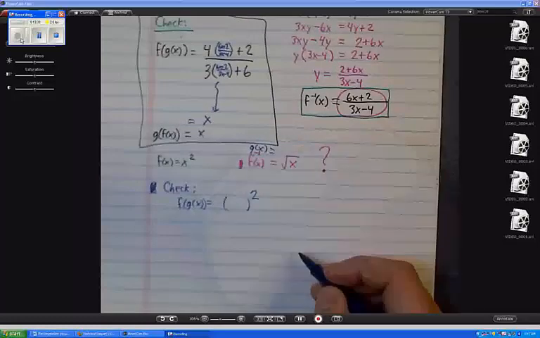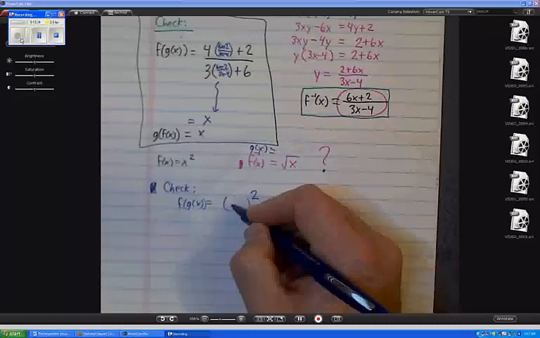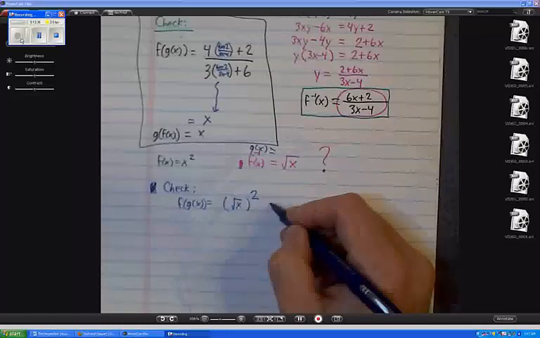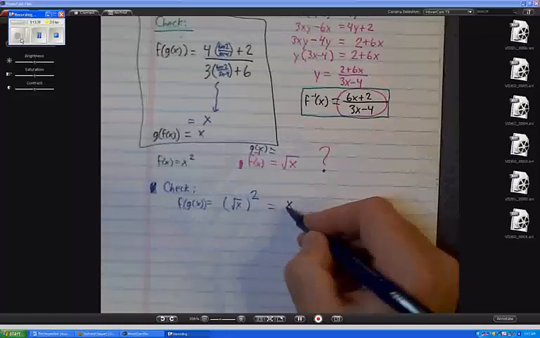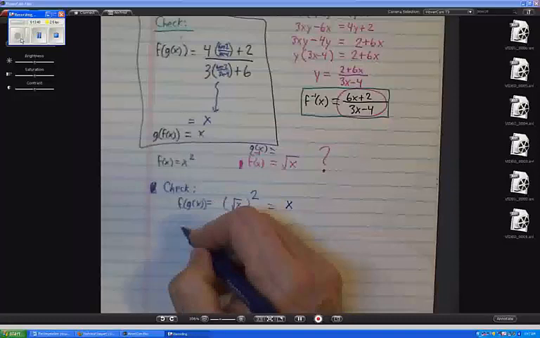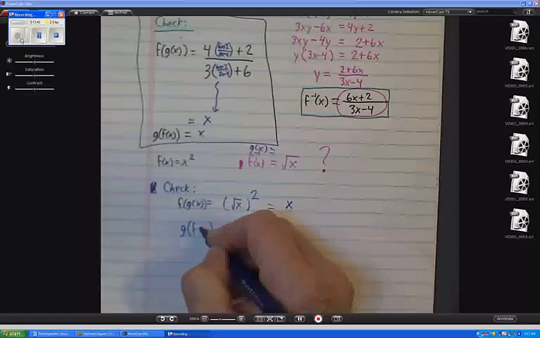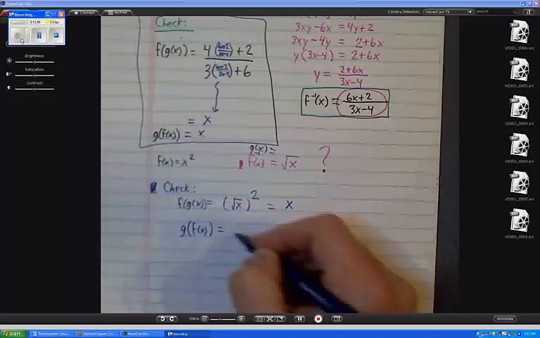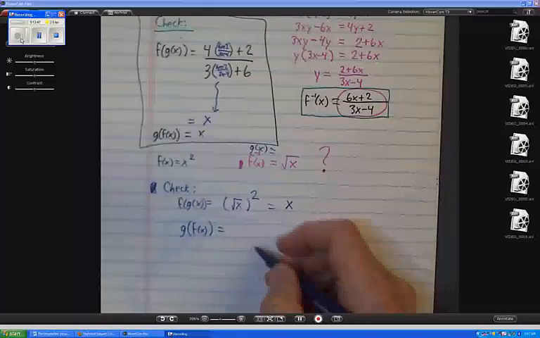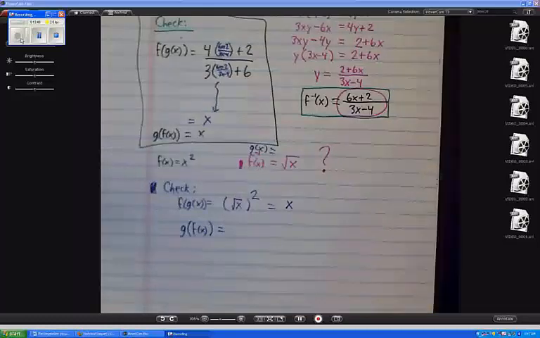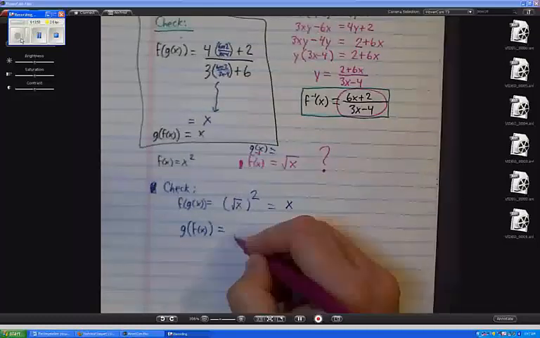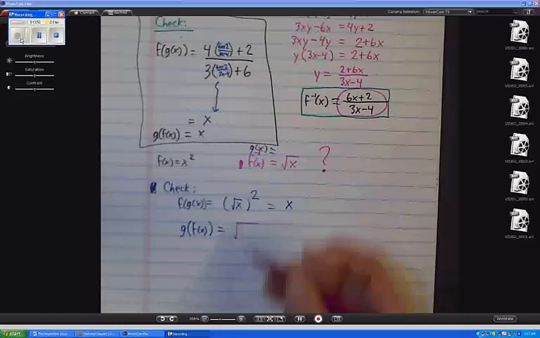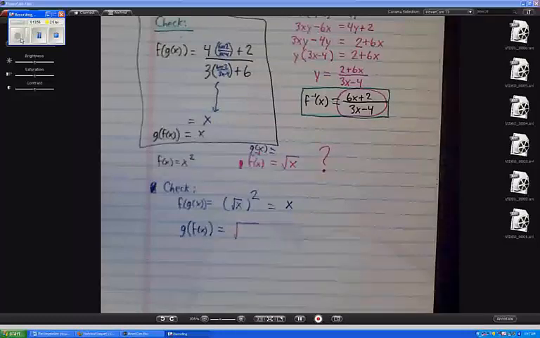And now we want to do g of f of x. And so what do we do? Well, you're going to take the square root of something, right? Because that's what g of x is. The square root of what? The square root of x squared equals, what's it equal?